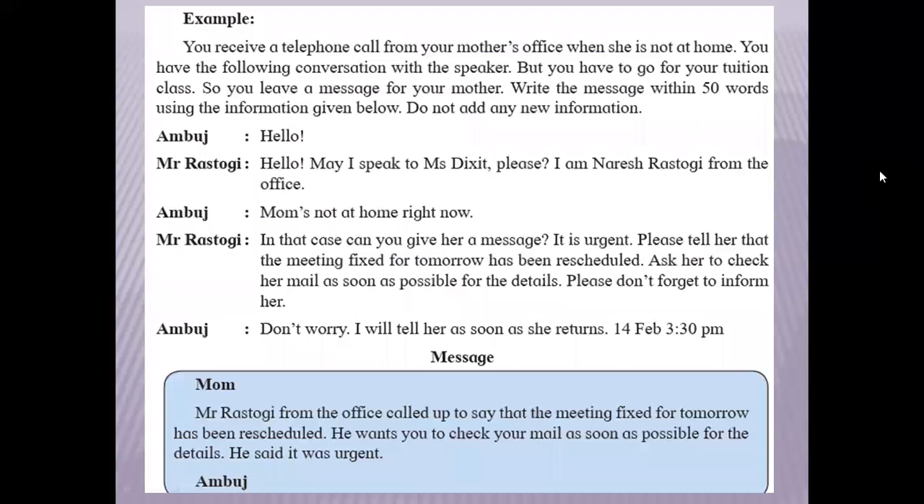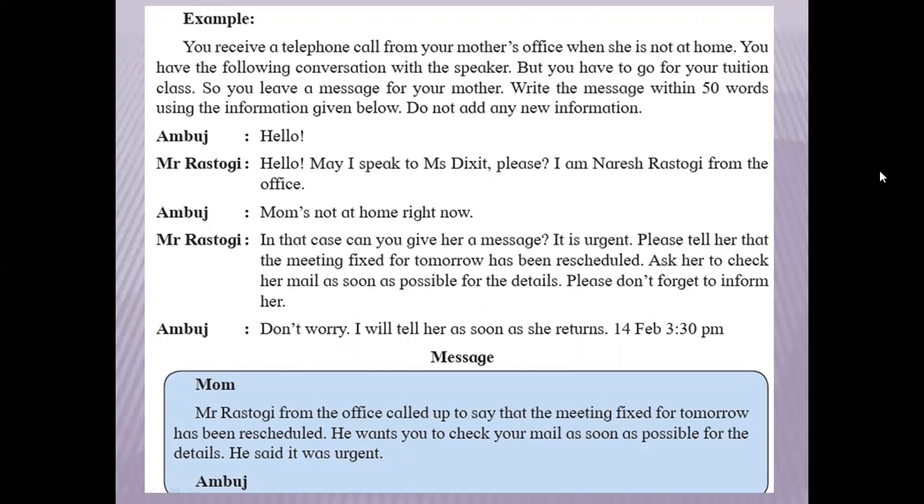Now let us look at an example of how to go about writing the message. So this is the scenario wherein a particular conversation is taking place, and the person has to then write a message. So let us see what it is. You receive a telephone call from your mother's office when she is not at home. You have the following conversation with the speaker, but you have to go for your tuition. So you leave a message for your mother. Write the message within 50 words using the information given below. Do not add any new information.